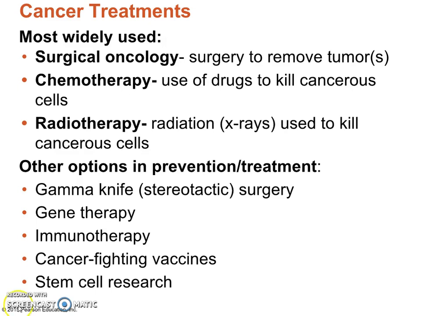and so that's one option. We have gene therapy, immunotherapy, cancer fighting vaccines coming out, like our HPV vaccine, which is supposed to pretty much eliminate cervical cancer in the future, which was one of the things we talked about with that video on Edpuzzle, if you got a chance to watch it. And lastly, there's a lot of promise in stem cell research for cancers, particularly leukemias and lymphomas.